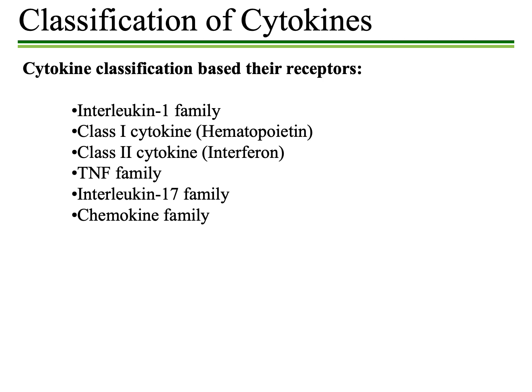and there are a number of categories of cytokines like you see here: interleukin 1 family, Class 1 cytokines, Class 2 cytokines, tumor necrosis factor family, interleukin 17, and the chemokine family. We'll talk about them in a little more detail with the next slides.